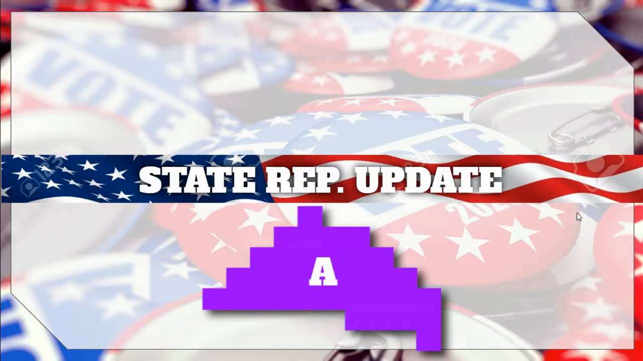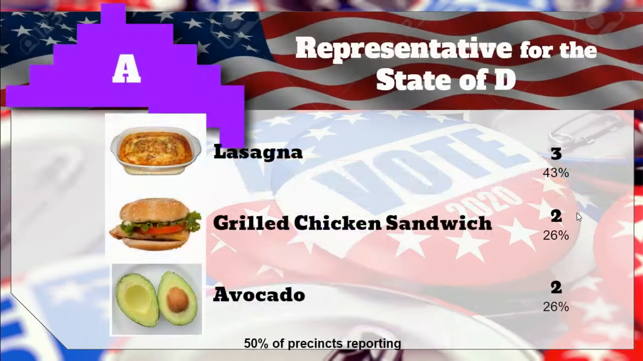All right. The last state we need to get an update on here is the state of A. This is for the state representative position. Now, we have three candidates in this one. And with 50% of precincts reporting, this is a tight race, even with all three candidates. Lasagna with a very short lead by only one vote. They have 43% of the votes. Grilled chicken sandwich and avocado coming up here with 26%. This is a very tight race. That last 50% of precincts reporting, it's going to be very interesting to see how this one turns out.